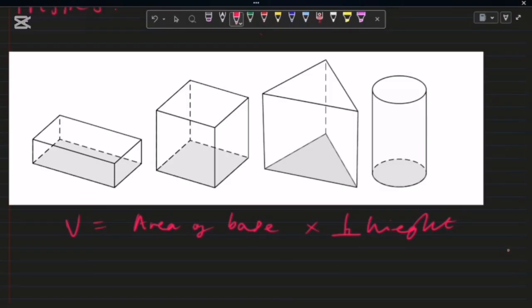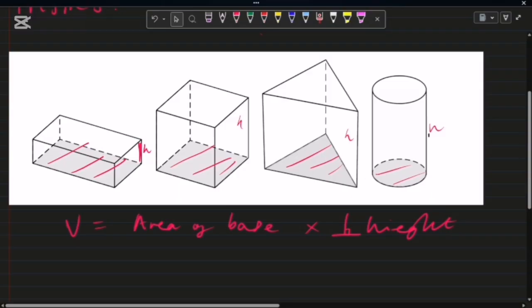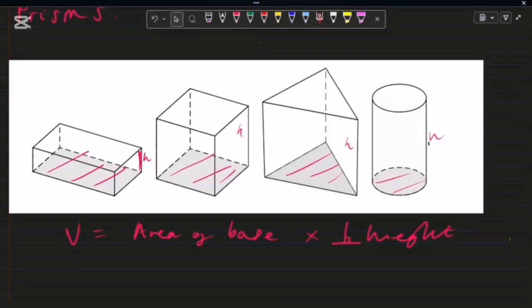So this is our base in this case, and therefore this will be our height. And then in this situation, this is our base, therefore this will be our height. This is our base, and therefore that guy is our height. And then this is our base, and this one is our height. So this is the general formula for determining the volume of any prism.